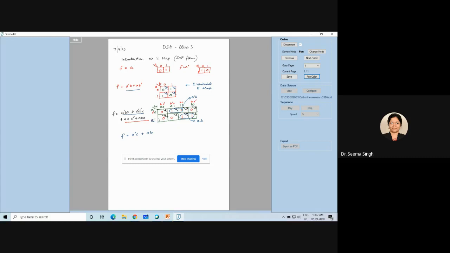One more thing, can you see any other pair? Pair always means a horizontal pairing or a vertical pairing. There is no diagonal pairing allowed in K-map. It is only horizontal pairing and vertical pairing. Now, can you see any vertical pair in this question?